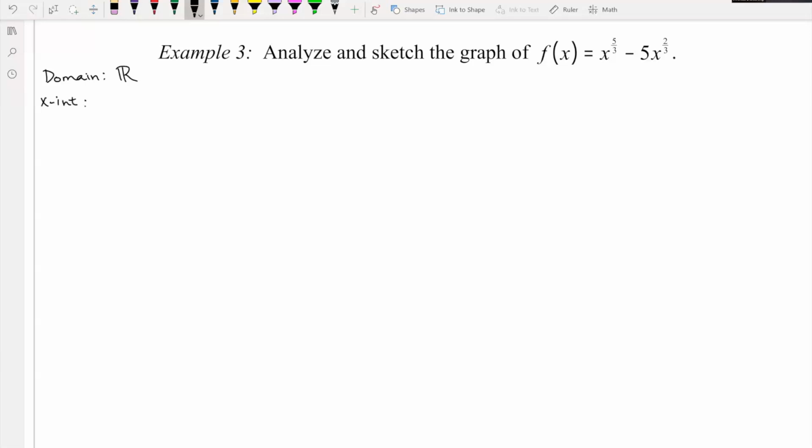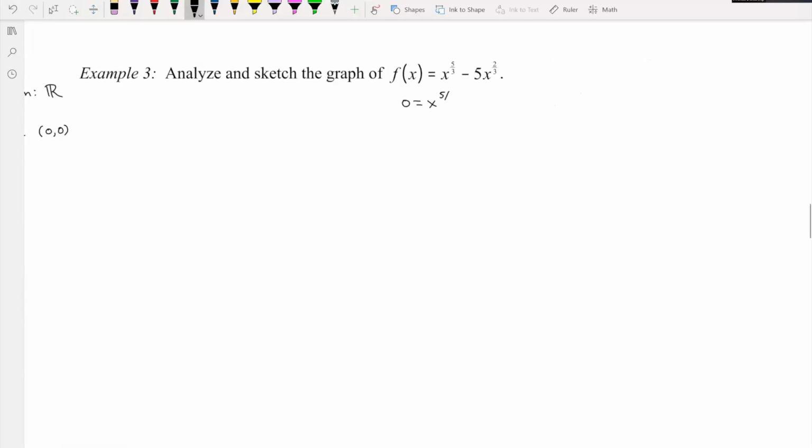x-intercepts and y-intercepts. The y-intercept is a matter of setting x equal to 0. I think it'll be (0, 0). X-intercepts is a matter of setting the whole thing equal to 0. Actually, let me go off to the side and do this.